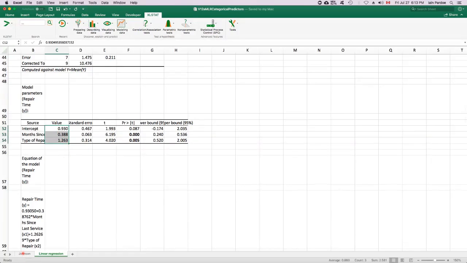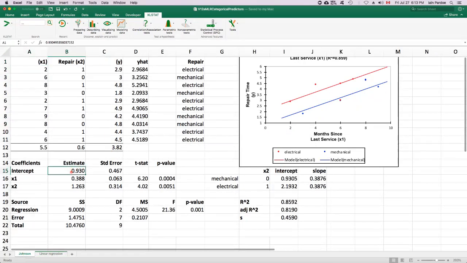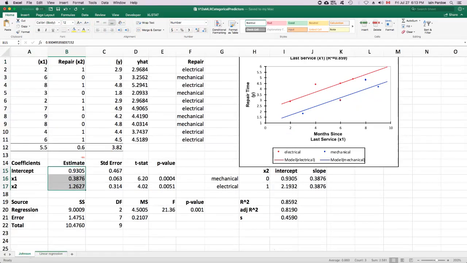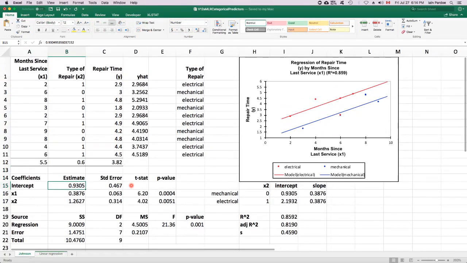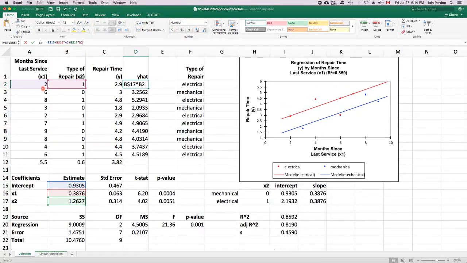I already copied these numbers over into here. Let's get a little more accurate and go one more decimal place. There we go. So we have our equation, and we can use our equation to predict y for particular values of X1 and X2. Let's go through a couple of those calculations to see what's happening.